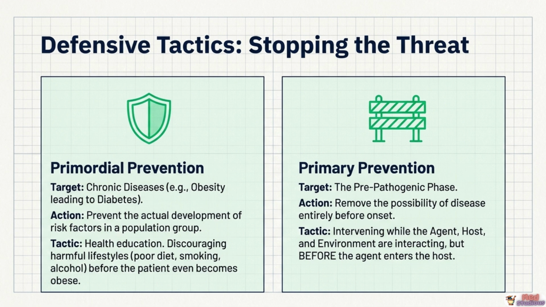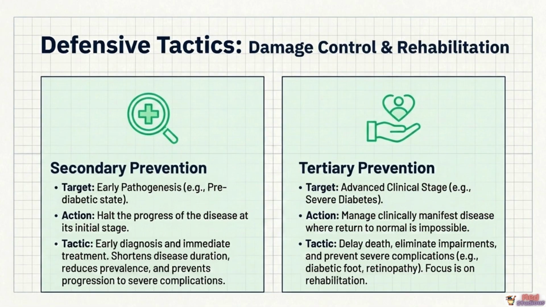Tactics include vaccination, which renders the host non-susceptible, safe water supply, which removes the agent from the transmission route, use of insecticide-treated bed nets, which interposes an environmental barrier between the anopheline vector and the human host, and smoking cessation counseling, which removes the chemical agent from the exposure pathway. When primordial and primary prevention have not stopped the disease from entering the pathogenic phase, the second and third lines of defense come into play.